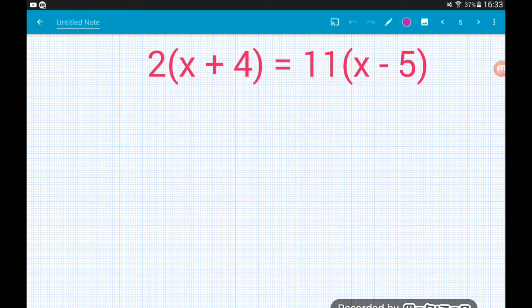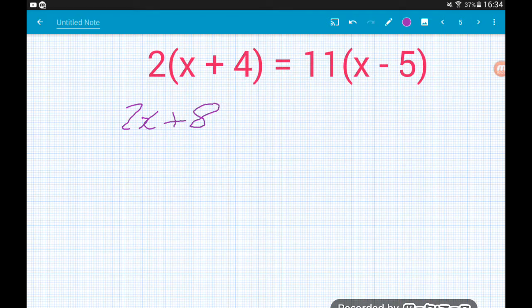Okay, so now we're spicing it up a little bit. We're having an x on both sides, including brackets as well. So before we can set about solving this bad boy, we need to expand the brackets out first. So on the left, 2 times x will give us just that, 2x. 2 times 4 will give us 8.